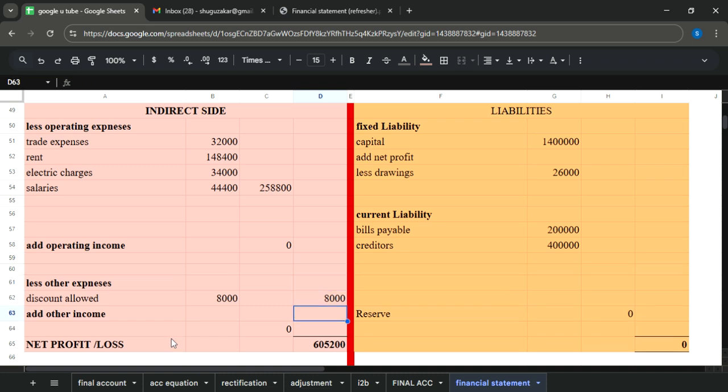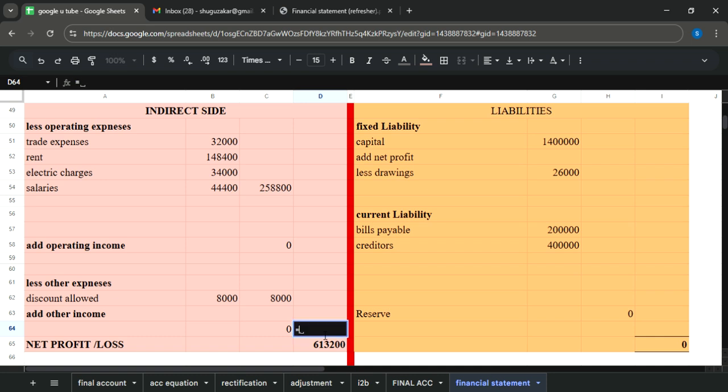So finally we can calculate our total expense side. Look, there were 4 different types of elements. Operating expenses, total is here. Operating income, no income. Other expenses, total 8,000. So only 8,000 is present over here. All 4 elements are present. Operating income and other income were not present. Only operating expenses and other expenses were present over here.